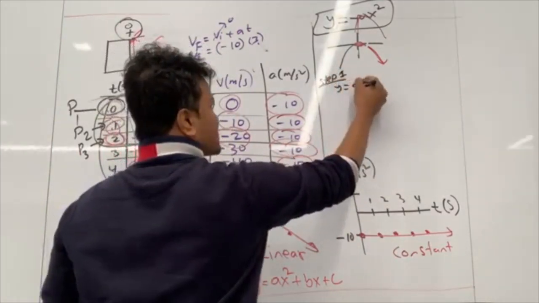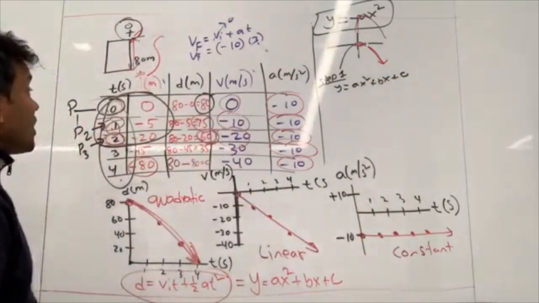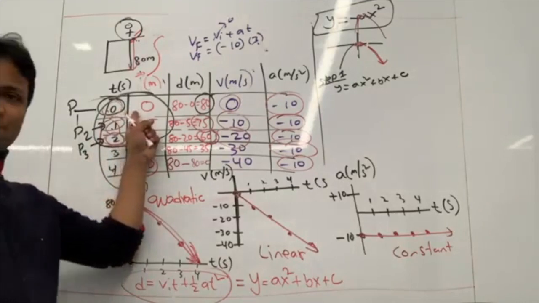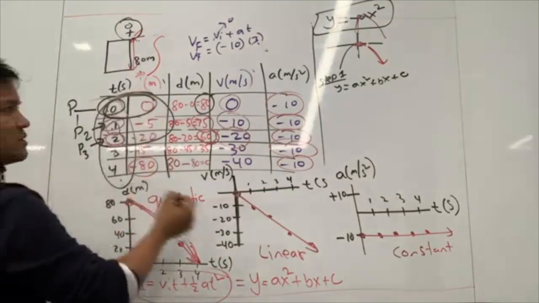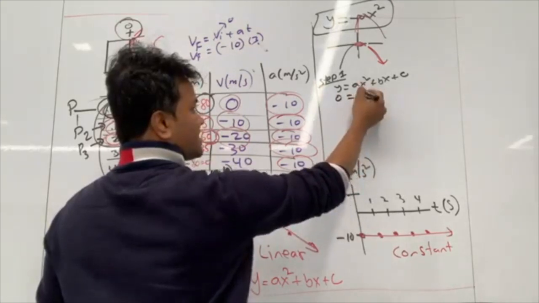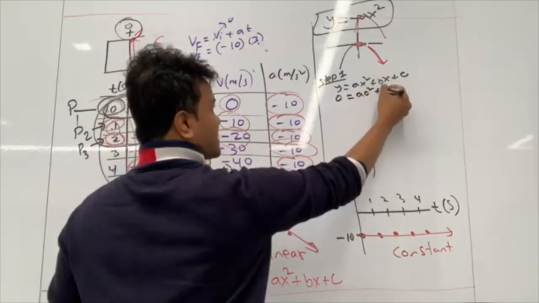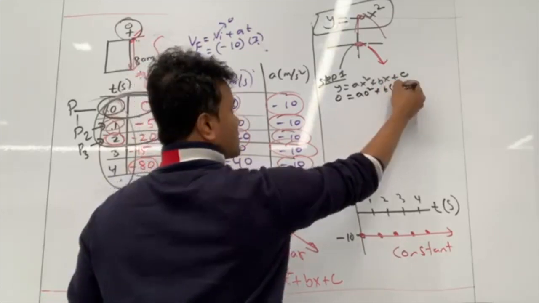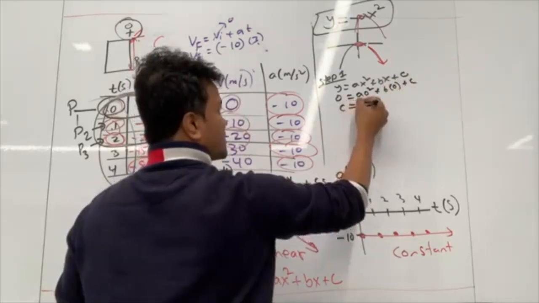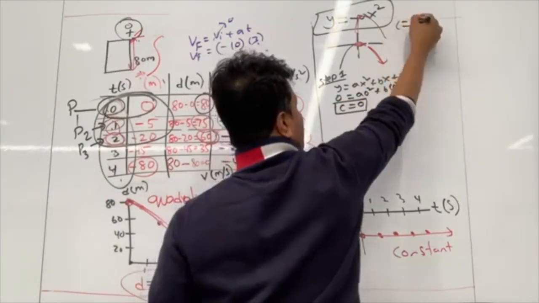y is equal to ax squared plus bx plus c. All right. So our first point is 0, 0. That's what you're gonna use, 0, 0. So y is 0, x is 0, this x is 0 plus c. So c is 0. So we got 1 point. So we're gonna write what we got, c is 0.